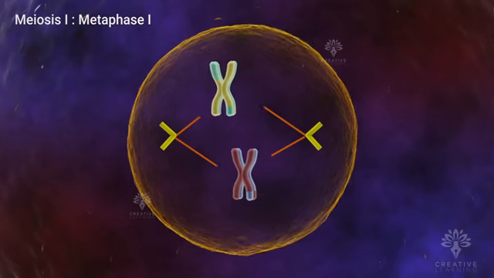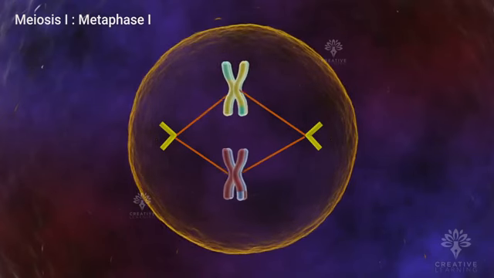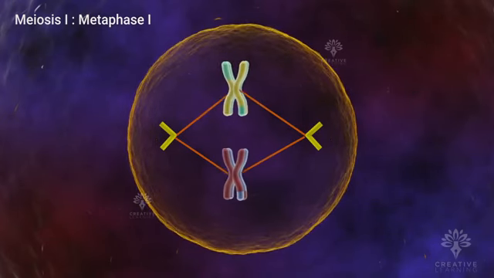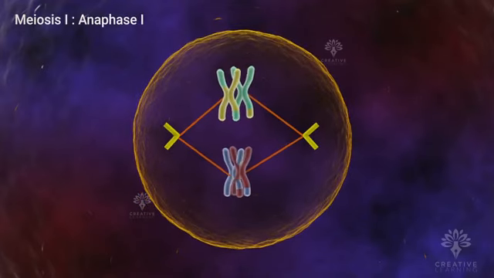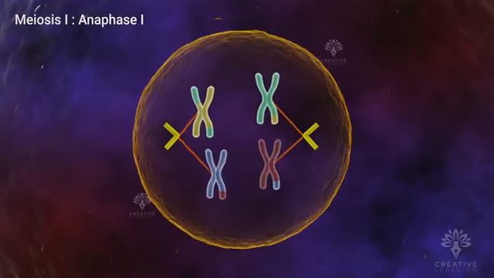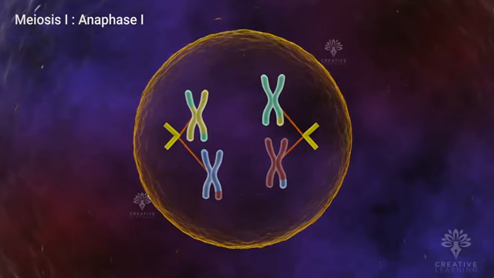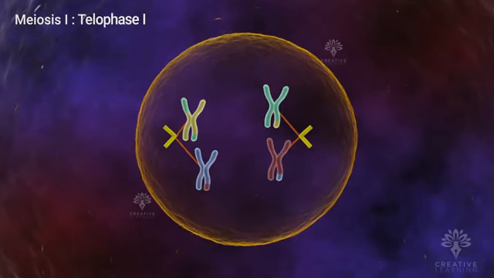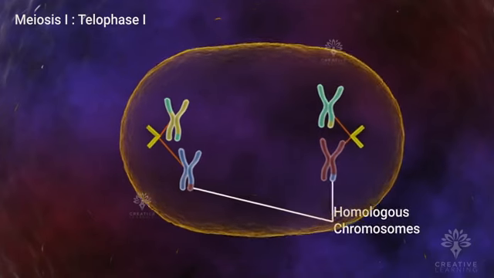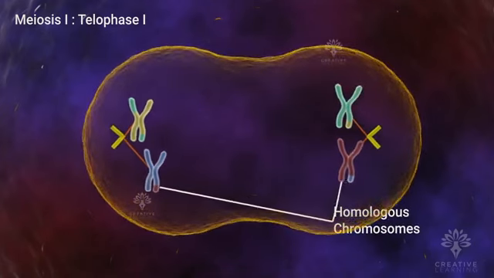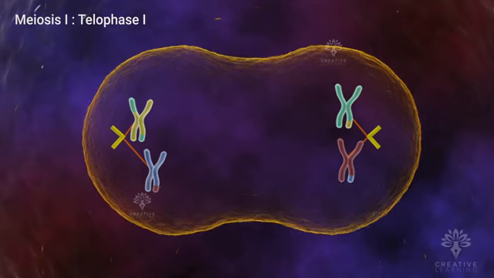Metaphase I, the moment of alignment, where homologous chromosomes line up at the cell's equator. Then comes anaphase I, and the spindle fibers diligently separate the homologous chromosomes in each tetrad, pulling them to opposite poles of the cell. With telophase I, one chromosome from each homologous pair takes position at separate poles, although they still remain in the form of sister chromatids.